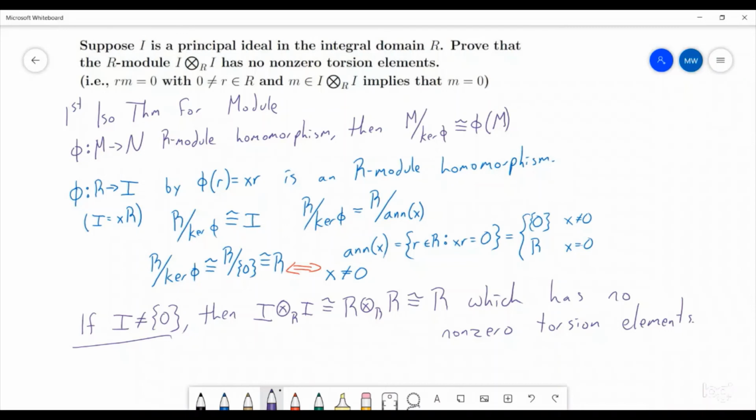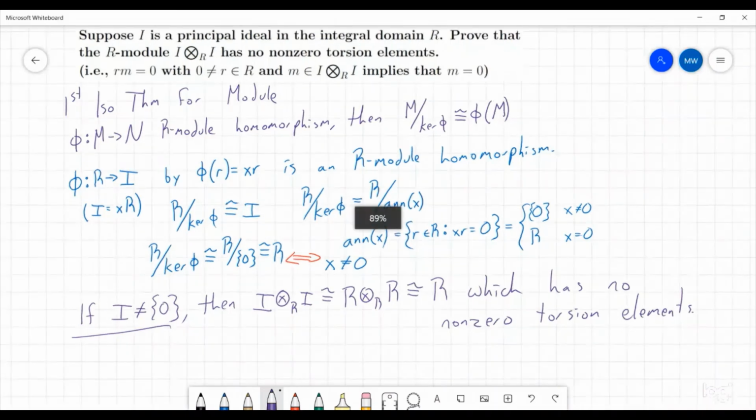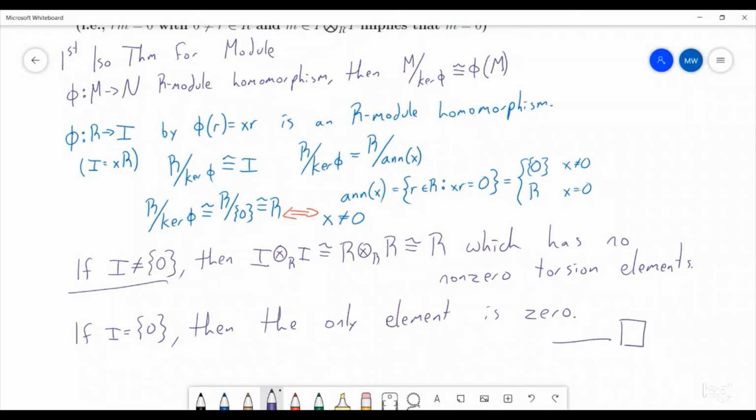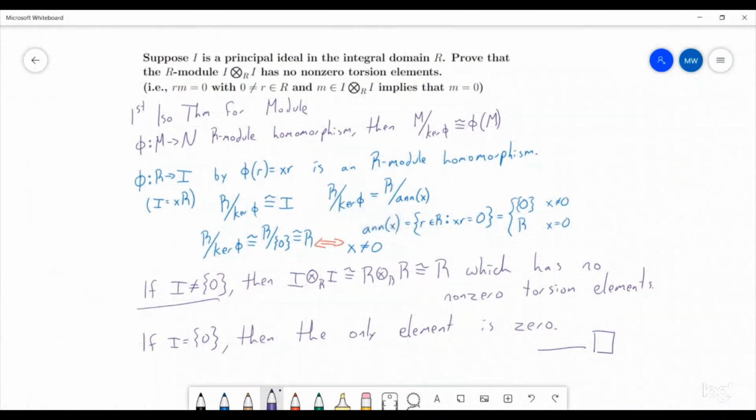That is how we would approach this problem. I guess maybe I should specify that if I is equal to 0, then the only element is 0, and so we are done in this case as well. So there we go. That is the complete proof of this problem.